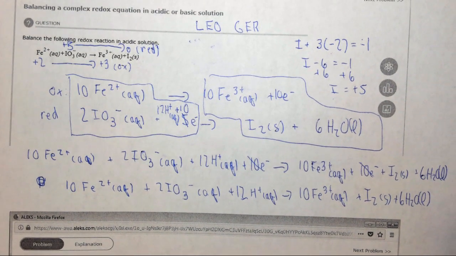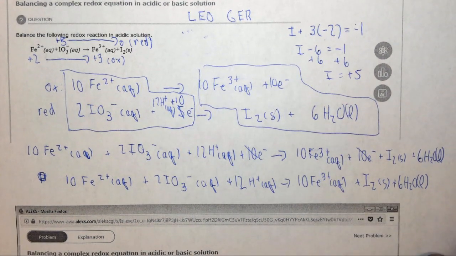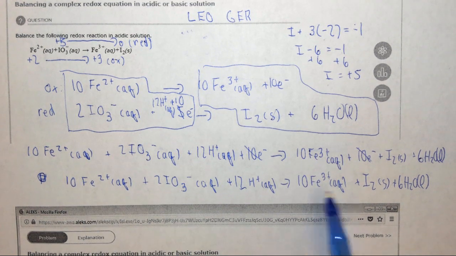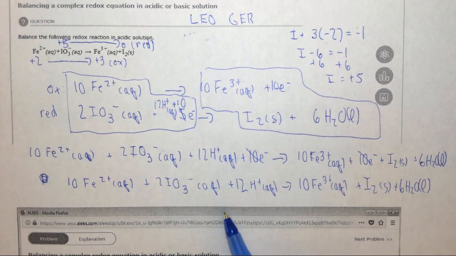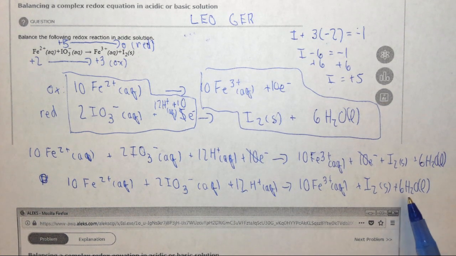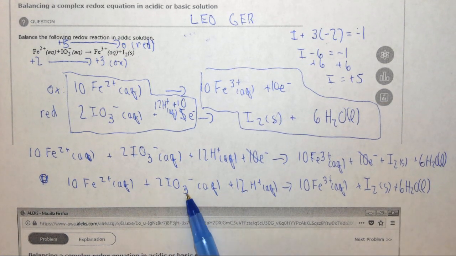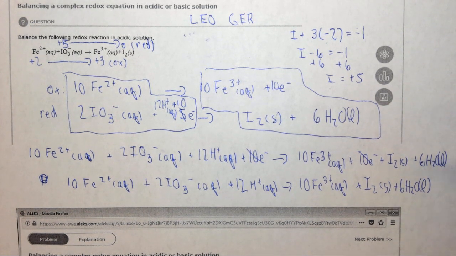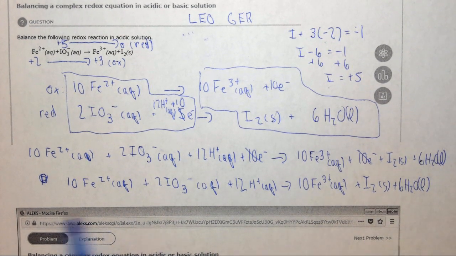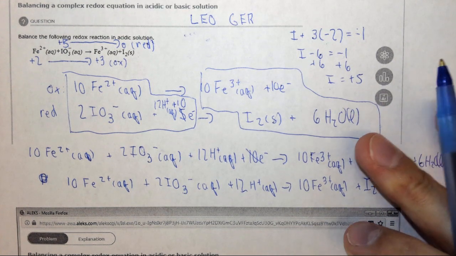And that's basically that. If you check to make sure everything's balanced, you have 10 irons on this side, 10 irons on this side, 2 iodines on this side, 2 iodines on this side, 12 hydrogens here, 12 hydrogens here, 6 oxygens here, and 6 oxygens here. Everything is balanced and canceled out. So this is how you would do it in aqueous acidic solution.